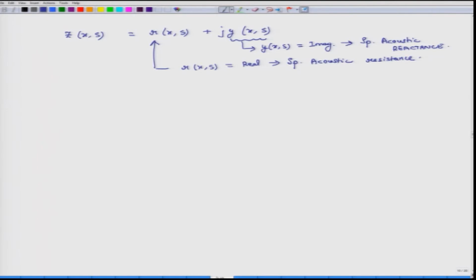Now, in the remaining part of today's lecture, we are going to do one example, and that example is for a closed tube. So, the example corresponds to a closed tube. Here is the problem definition. We have a tube, it is a straight tube and it is closed. I will qualify this, it is a rigidly closed tube, rigid termination.